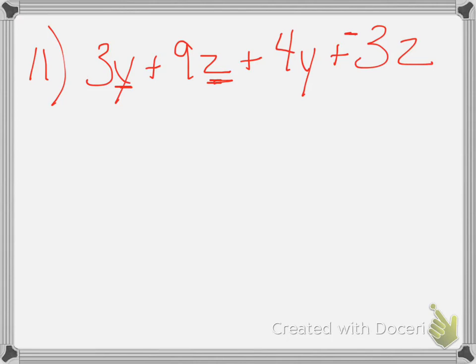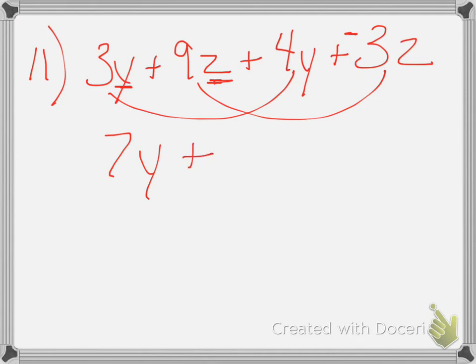All right, now what do I do? Add 4y plus 3y. Okay, those are called like terms. So I'm going to combine like terms, these terms and these terms. And I get what? 7y. Negative 6z. Well, it's positive 9 plus negative 3, so that'd be what? 6. That'd be just 6z, yes. Yeah, that's what I mean.